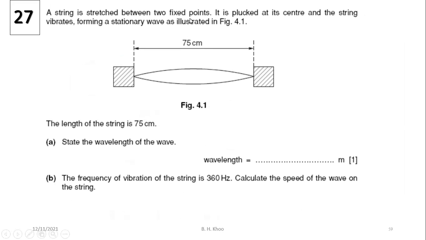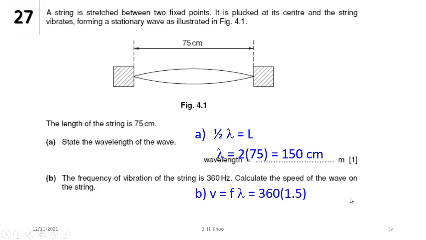A string is stretched between 2 points. It is plucked at the center of the string and vibrates. Length is 75 cm. So state the wavelength. You must be able to recognize this is half a wavelength. So wavelength is 2 times 75, okay, 150. You are given the frequency, calculate the speed. You use a formula: v is f times lambda.